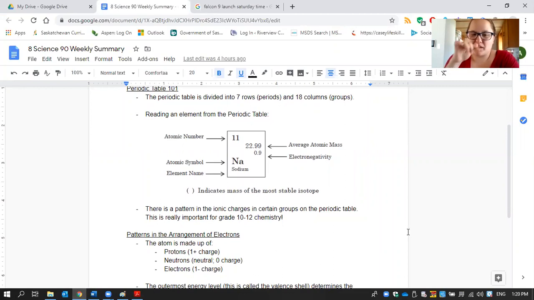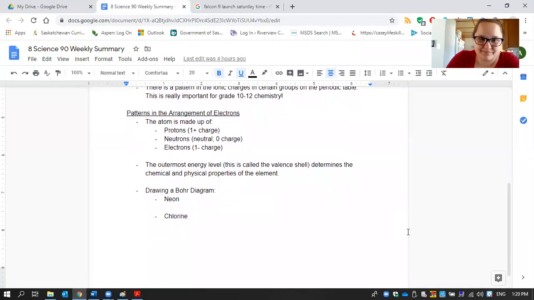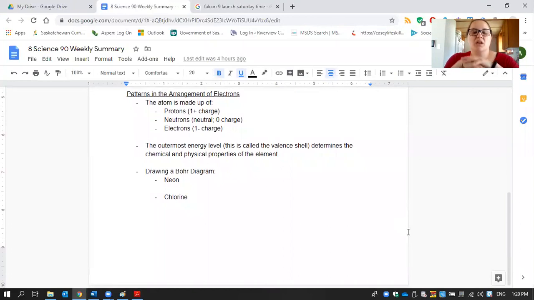So now the really important part is about to come. Probably the most important of these two lessons is the patterns in the arrangement of electrons. Okay, so all atoms, regardless of what type of element they are, are going to have protons, neutrons, and electrons. So each proton has a +1 charge. Neutrons, if you want to remember, they're neutral, so they do not have a charge. And electrons have a -1 charge.